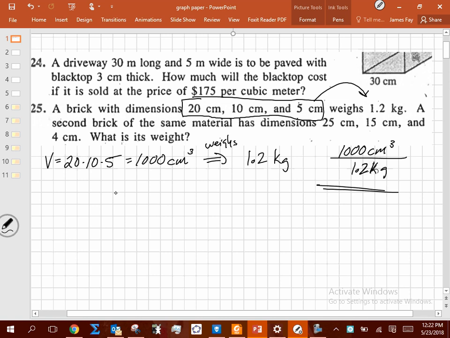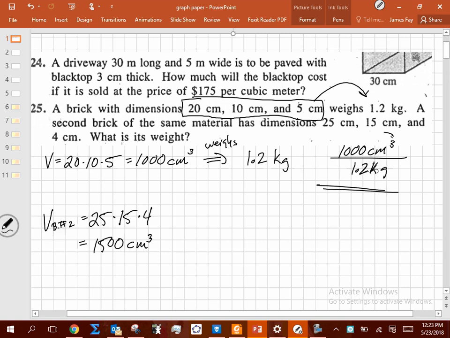If we go through and try to look at the second brick, it is obviously a little bit different. Okay, so brick number 2. We've got 25 centimeters times 15 centimeters times 4 centimeters. When I find that volume, 25 times 15 times 4, that ends up being 1,500 cubic centimeters. Is that right? Okay, so that's the new brick that we're making.